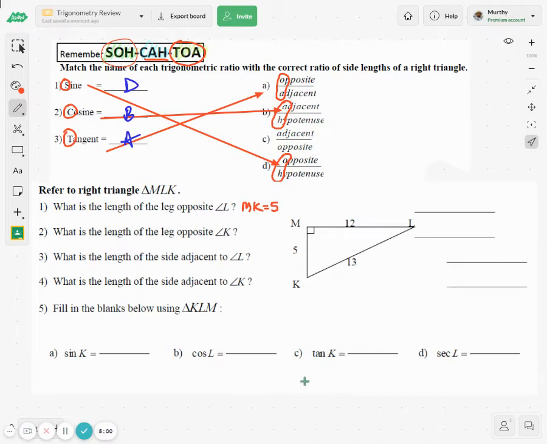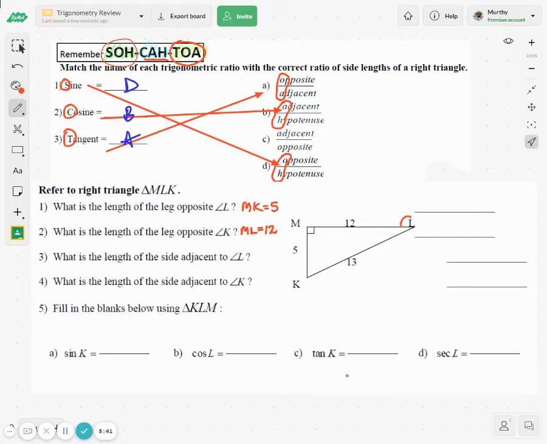Okay, what is the length of the leg opposite to K? Opposite side means, see, here is angle K, and the opposite side is this one, right? So which is ML, which is 12 units. This is ML, which equals 12 units. Next, third one. What is the length of the side adjacent to L?